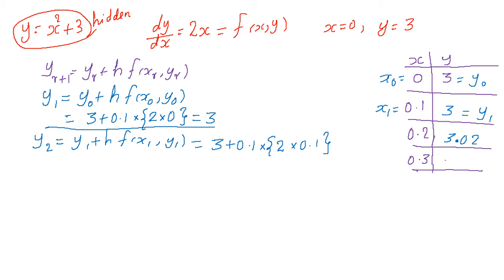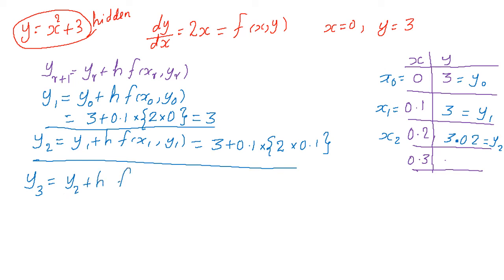3.02. Fine. So this is my y2. Okay, so at x2, I calculated y2. So y2 is also ready. Now we'll calculate what is y3. So y3 is y2 plus h into f of x2, y2.